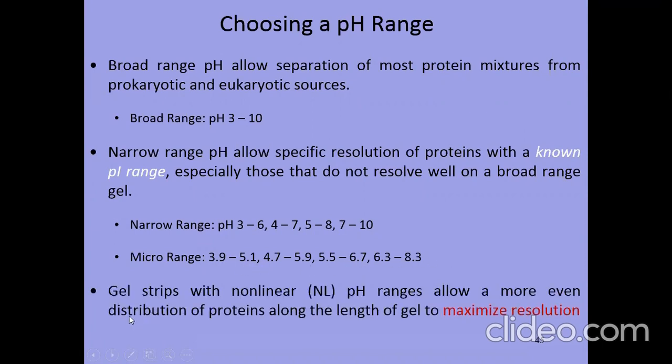And gel strips with non-linear pH ranges allow a more even distribution of proteins along the length of the gel to maximize resolution. So non-linear gels can be used, and we have seen before that it improves the resolution and the distribution of the protein along the length of the gel.